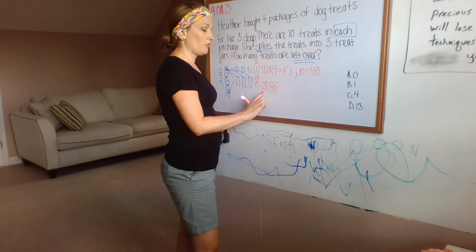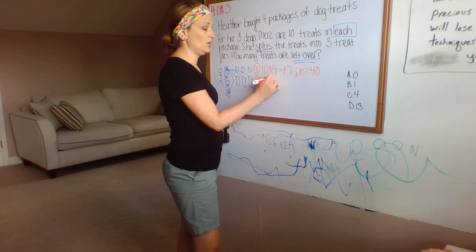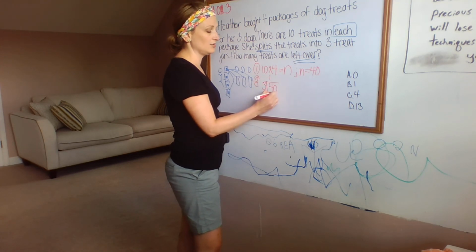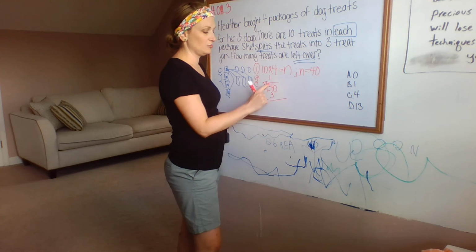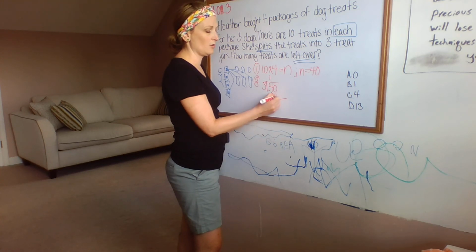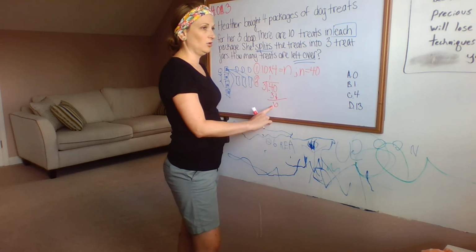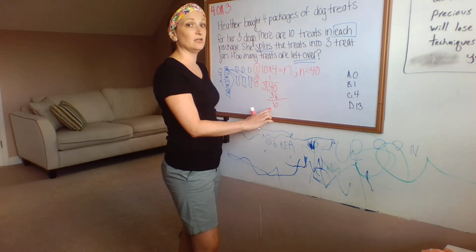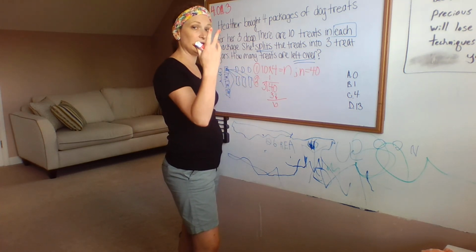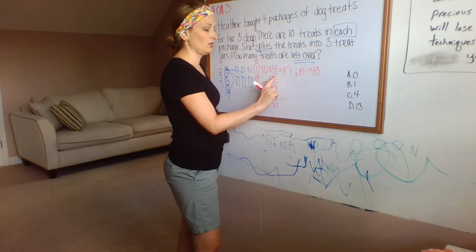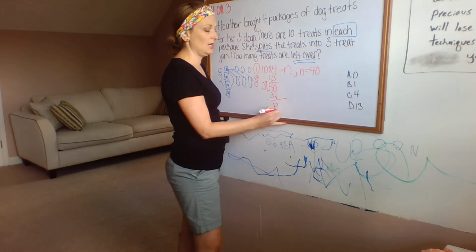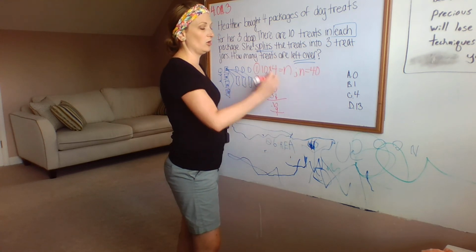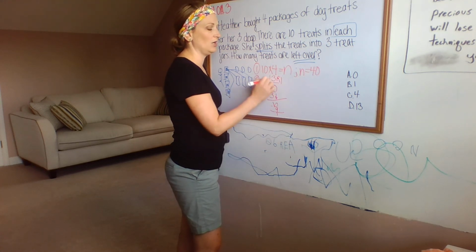So 3 can go into 4 one time. 1 multiplied by 3 is 3. Put it under, subtract. 4 subtracted by 3 is 1. Bring down that 0. So what can I multiply by 3 to get close to 10 without going over? That gets me 3, 6, 9. So 3 multiplied by 3 is 9. Right underneath the 10. Subtract and I get 1. Bring the 1 up to the top because that's your remainder.